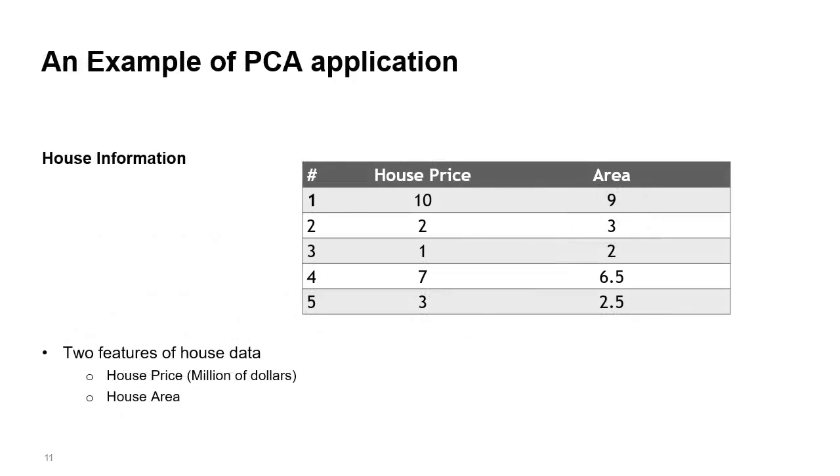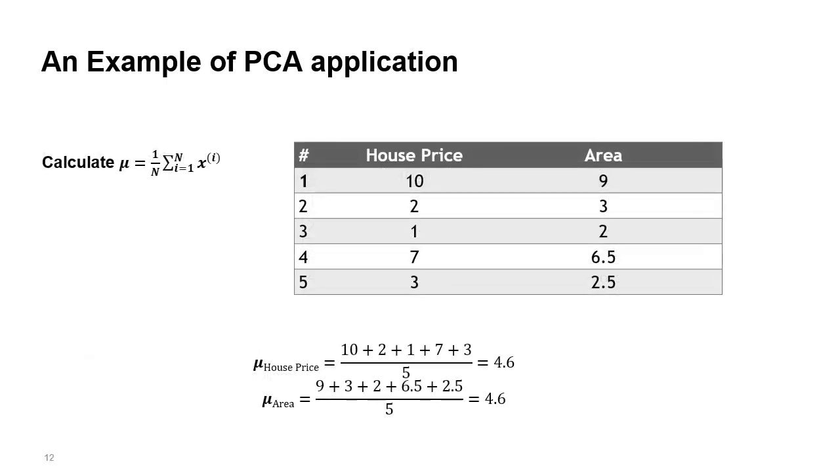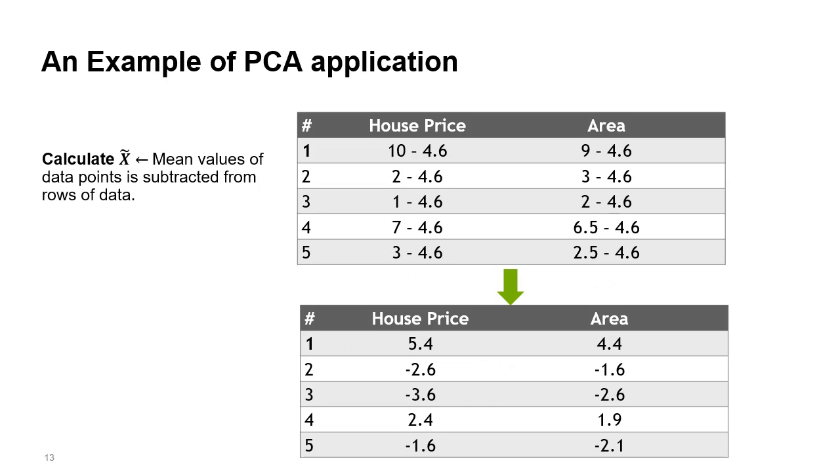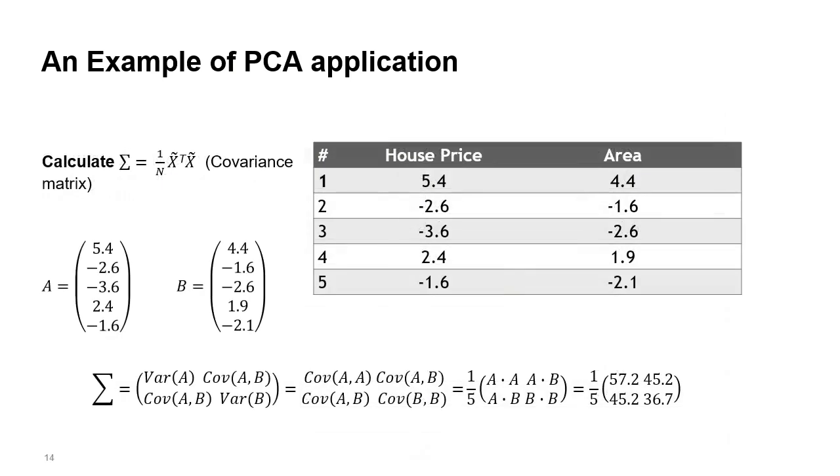Let us use one example to check how to use PCA to implement feature reduction. Two features for this data exist: 1. House price and 2. House area. We calculate the mean of each feature such that house price mean is 4.6 and the house area mean is 4.6. We centralize the features by subtracting the mean. The instructor will show you the details on the explanation of calculations. Calculate the covariance. The instructor will show you the details on the explanation of calculations.